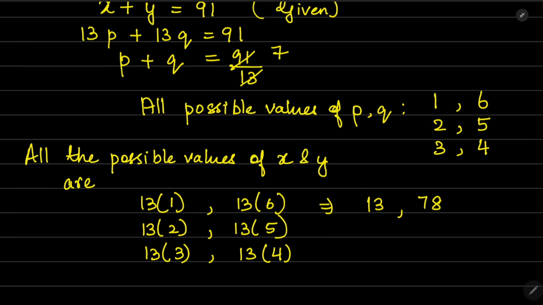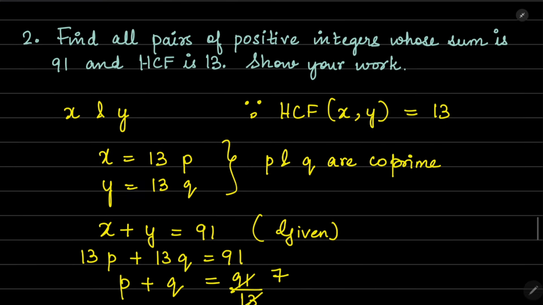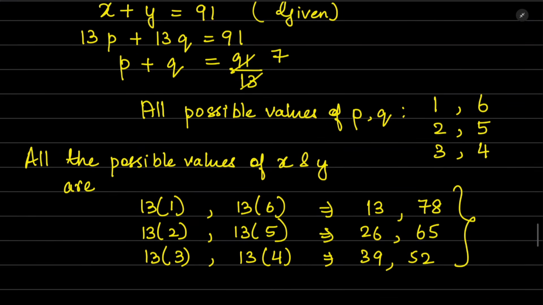So these are the possible pairs: 13 and 78, 26 and 65, and the last one is 39 and 52. So these are the possible pairs. You are not asked how many pairs. You are asked to find all the pairs of positive integers. So this is your answer.